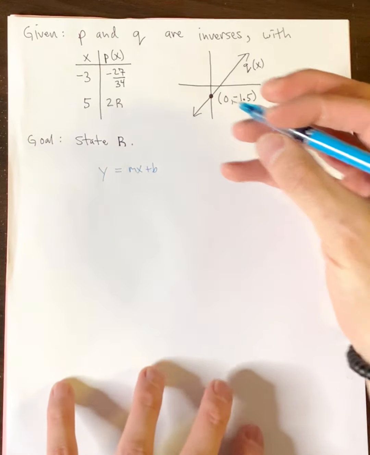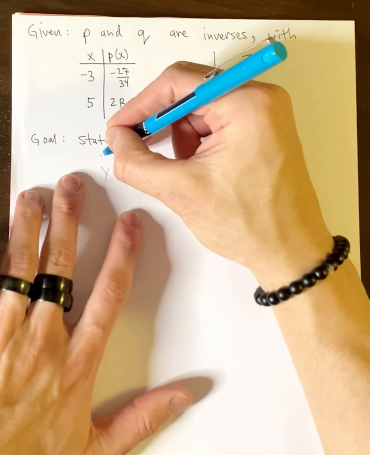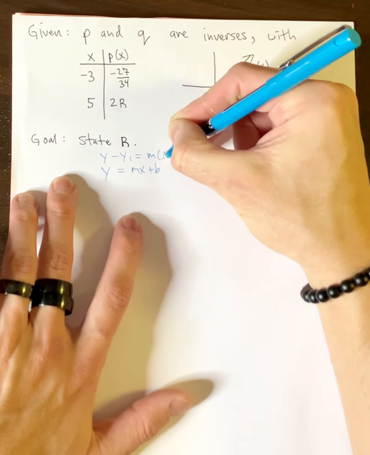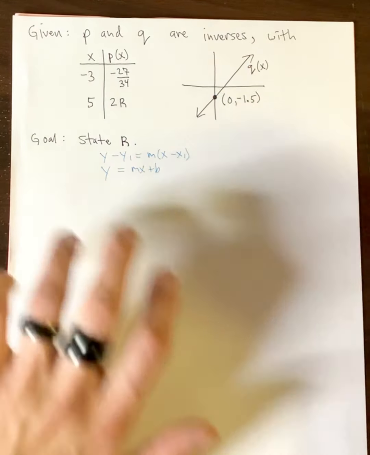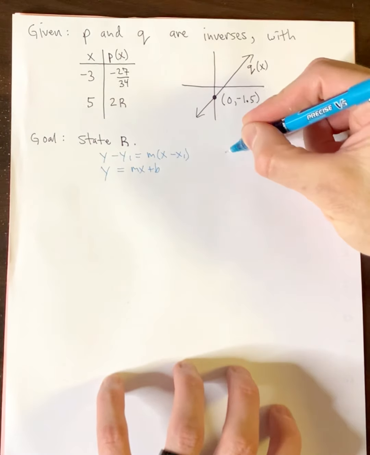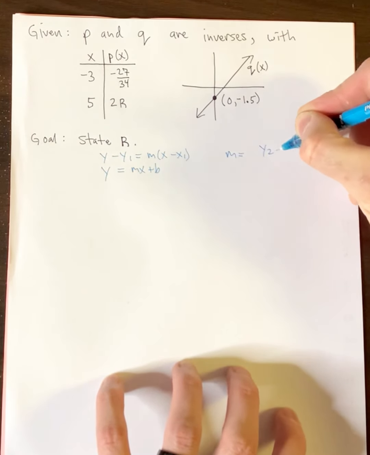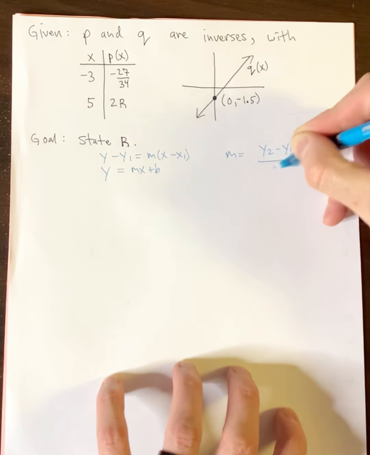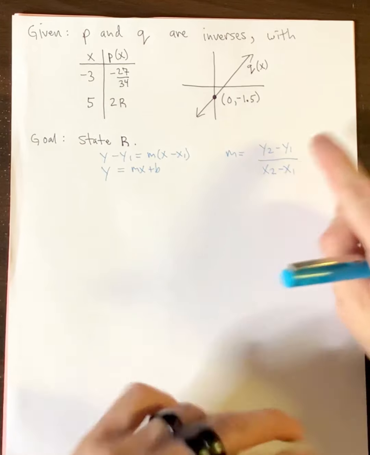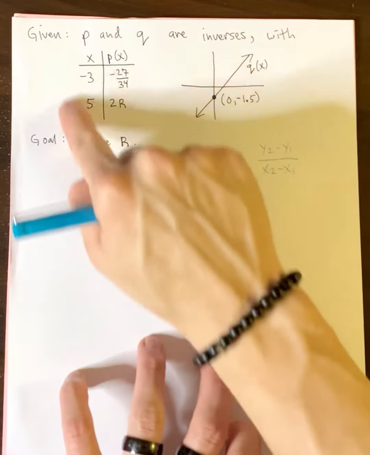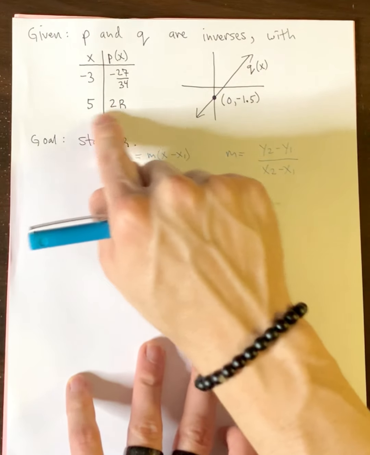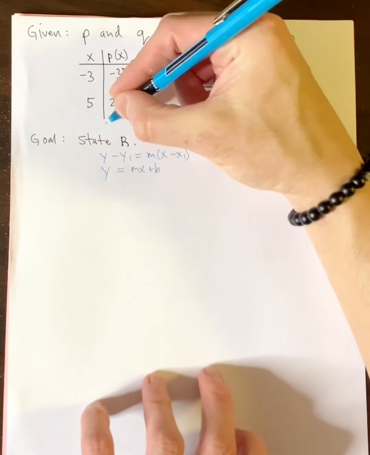But you know what? Before that, the other form that we usually use is y minus y1 equals m times x minus x1. And honestly, before that, we need the slope m, which is y2 minus y1 over x2 minus x1. And if you want to find the slope, you need 2 points. If you look at the chart for P, I have one complete point, and this point doesn't really count because I don't know what R is. So here's what I'm going to do.